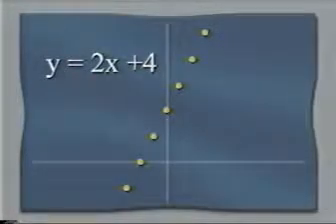This corresponds to the 7 ordered pairs in the original roster. We also notice that these points all line up. And since they all line up, we can draw a line through the points.